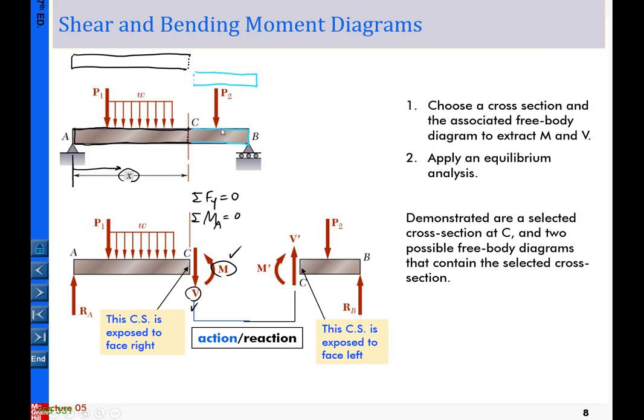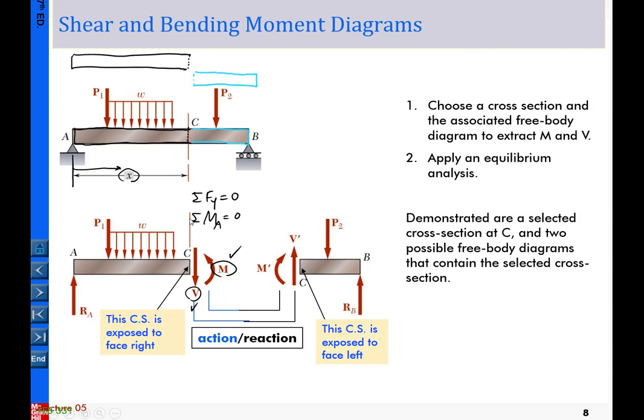Okay, so that is the reason you are allowed to pick any cross section, either this piece or this piece, to explore what the reaction is here. And similarly for the bending moment, they are simply action and reaction, and they have the same magnitudes but opposite directions here. Okay, so again, the principle is this.